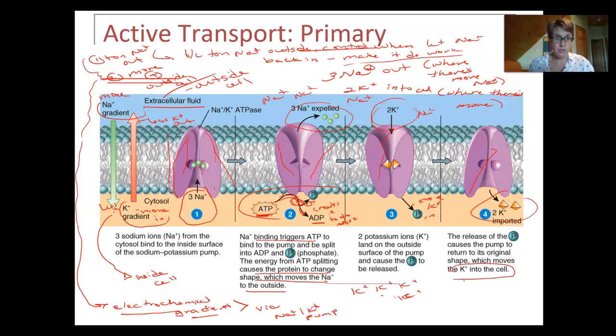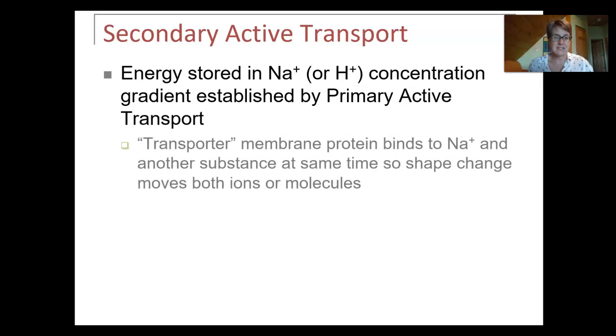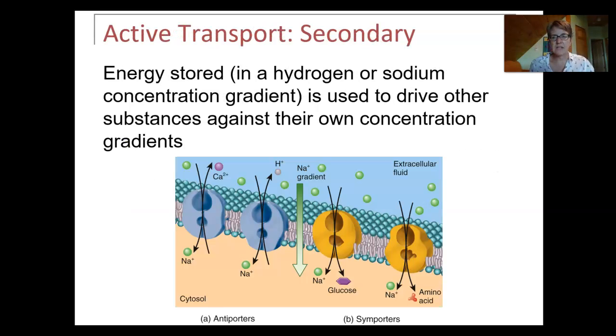All right, so that's one form of an active process that uses ATP to move an ion against its concentration gradient. Now, remember I said secondary active transport is kind of like primary plus dessert. So what I do is I have one primary pump get the sodium outside the cell.